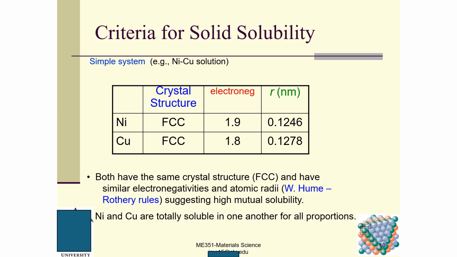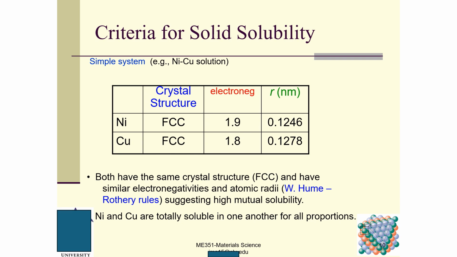The second one is electronegativity, which must be very close. Electronegativity determines chemical reactivity, so be very careful about this. And then the third one is that the atomic radii of these two elements must be close. Otherwise, you cannot form substitutional solutions.